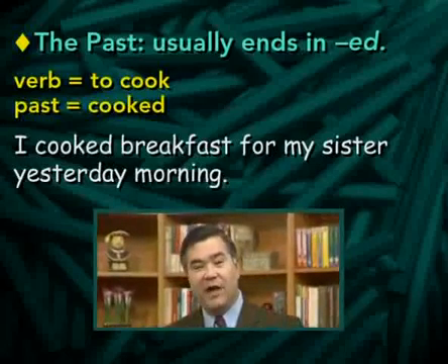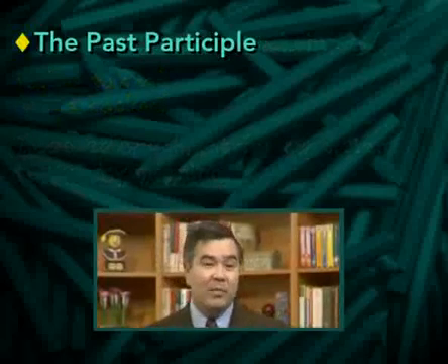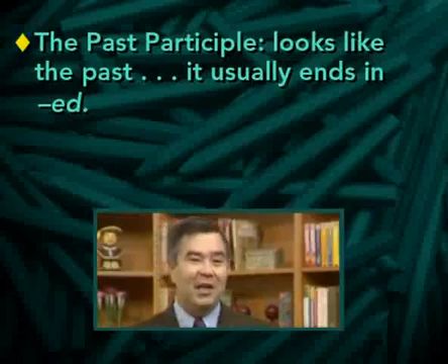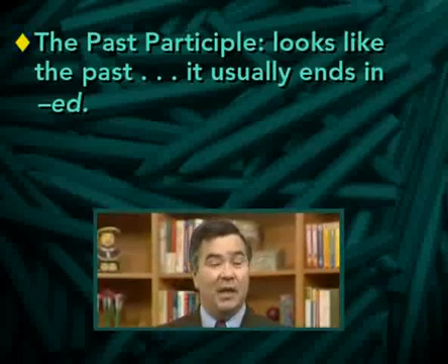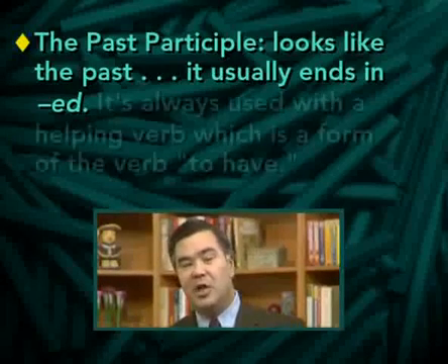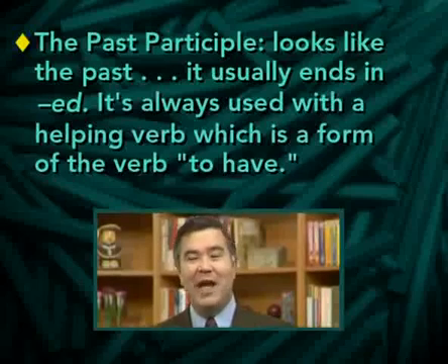And the fourth and final principal part is the past participle. Now, with most verbs, the past participle looks just the same as the past. It also ends in ed. What's the difference? Well, the difference, again, is the way it's used. The past participle is always used with a helping verb, which is a form of the verb to have.